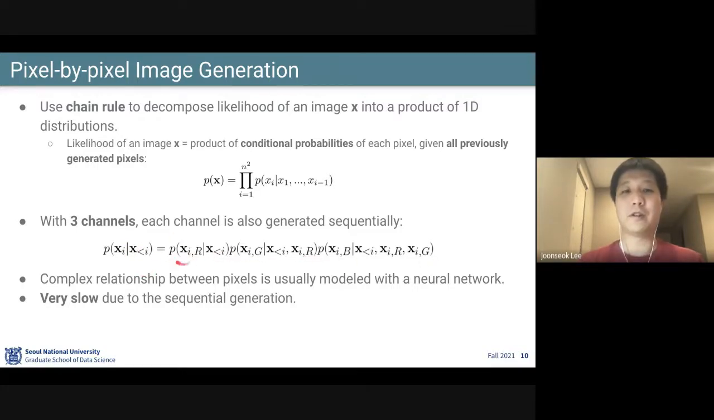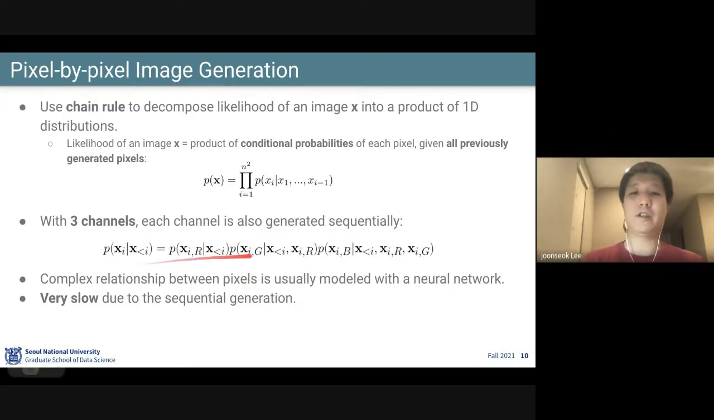The first one is what would be the red color component of this new pixel given all the previous pixels. And then because we already generated the red one, that is given as a condition here. So all the previous pixels and the red color are given. Then what would be the green component of this pixel? And then here, both R and G are given, and all the previous pixels are also given. Then what would be the blue color of this pixel?